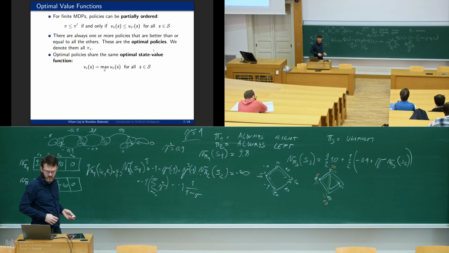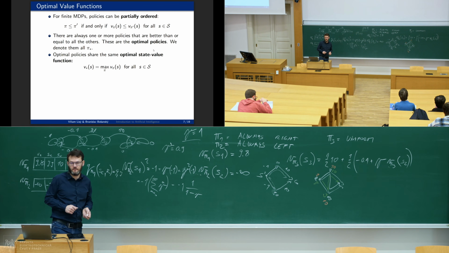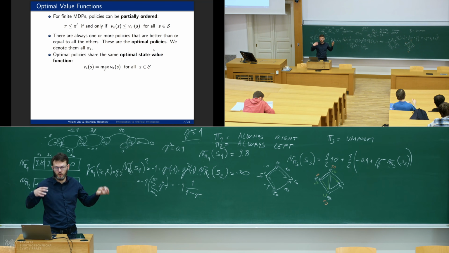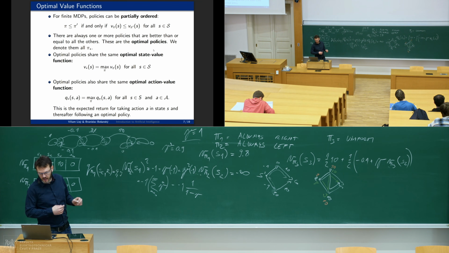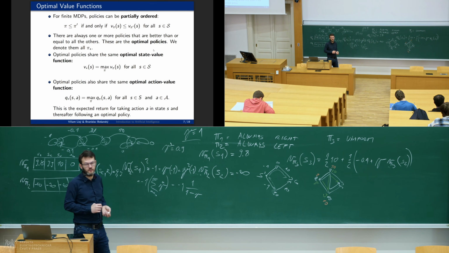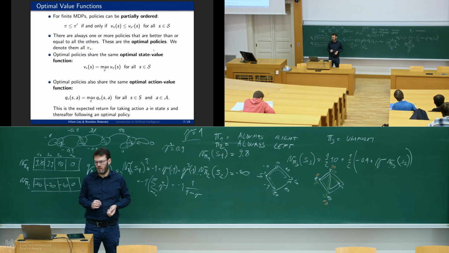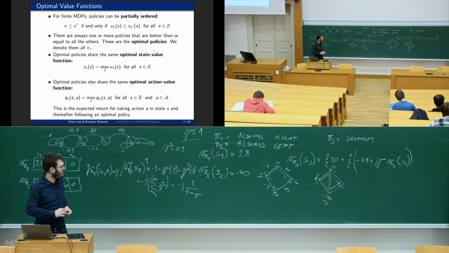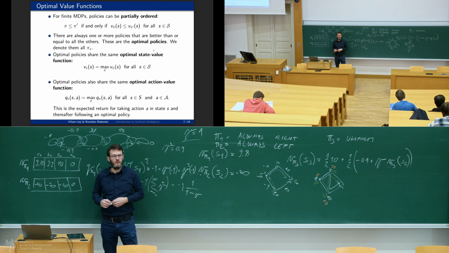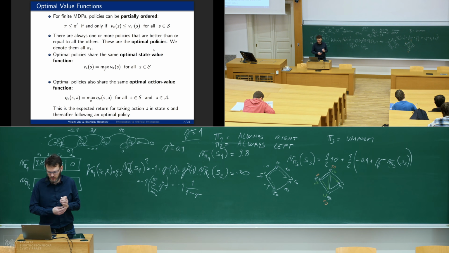So optimal policies share the same optimal state value function. That's important for theory if you want to prove that it converges to something. And optimal policies also share the same optimal action value function, which is not that difficult. So if you make one step and then you continue doing the optimal thing, then the value function will be the same. So that still holds.